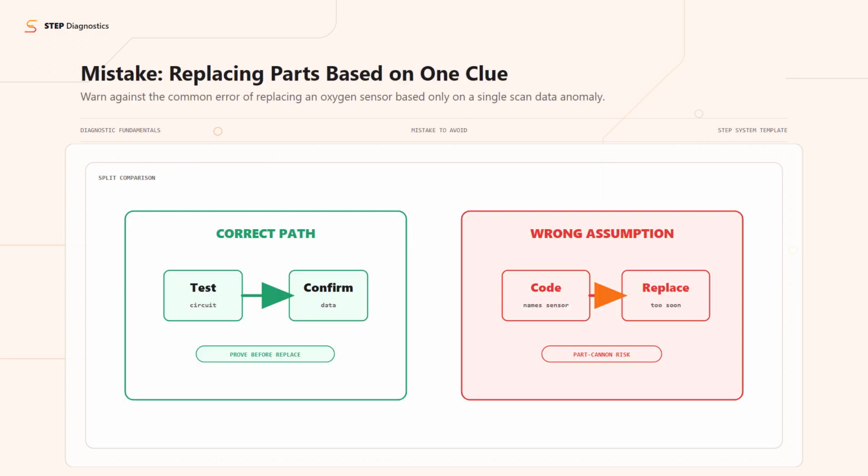Don't fall for the trap of swapping O2 sensors just because a scan value looks off. Without checking conditions, comparing related data, and verifying with direct measurement, you risk missing a wiring fault, exhaust leak, or system problem, and wasting parts and time.